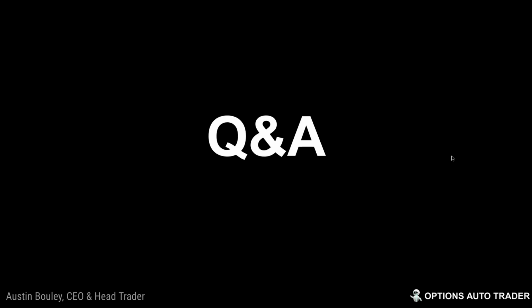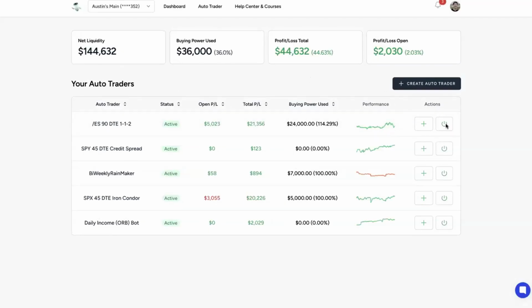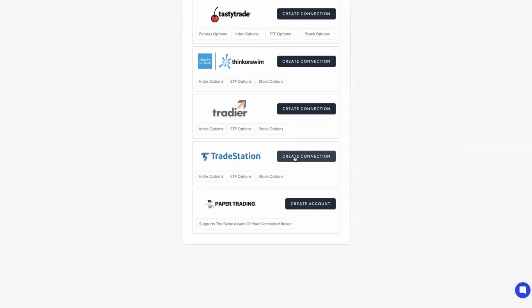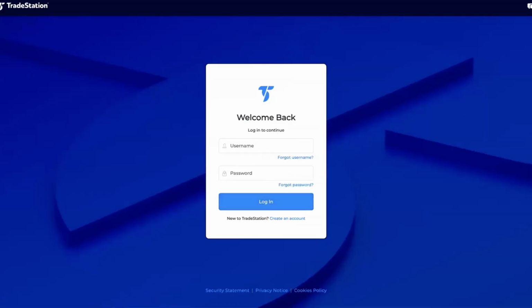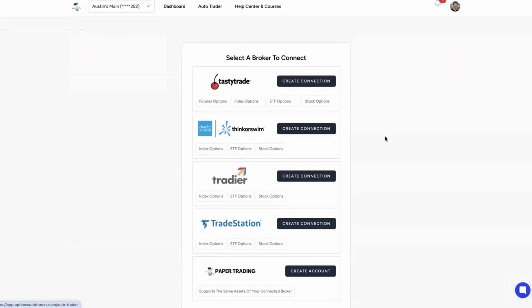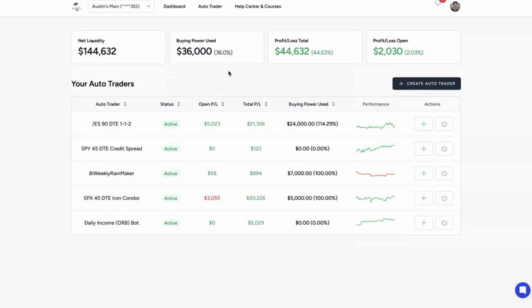Bobby says, suggestion on how to switch from Options Alpha to Options Auto Trader. I'm using TradeStation. Great question. It's going to be as simple as going to optionsautotrader.com/get-started-now. It'll show you the onboarding page, which is super simple. You just connect your broker, which takes you over to the TradeStation site. You log in, you're good to go. Then you can create and set up as many bots as you'd like.